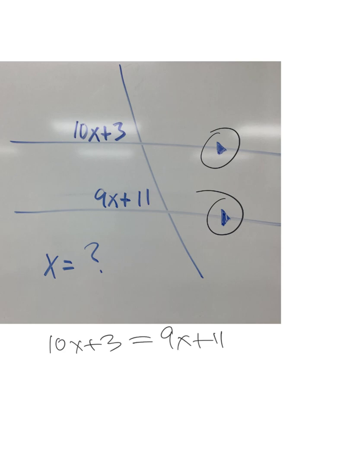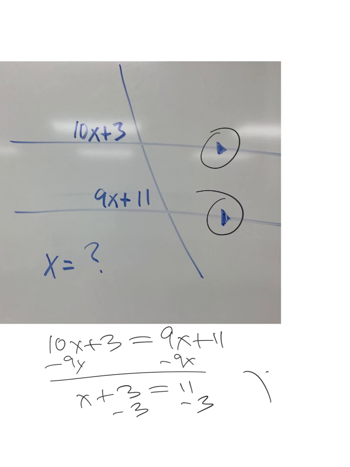Oh yeah, I messed that up. So subtract 9x. x plus 3 equals 11. Subtract 3. x equals 8.